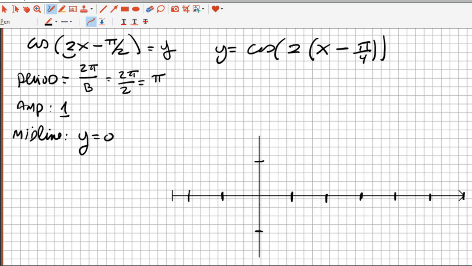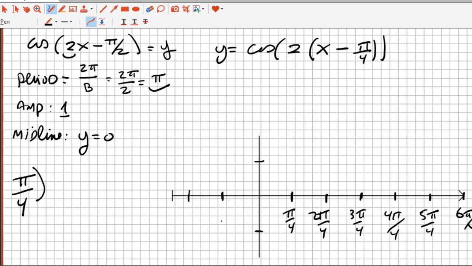Next, I'm going to start marking my axis. But to do that, I'm going to take this period and divide it into 4 parts. In this case, it's nice, it's just pi over 4, which you recognize. So now I'm going to mark my axes using these, a fourth of a period. So 1/4 happens to be pi over 4, another fourth happens to be 2 pi over 4, 3 pi over 4, 4 pi over 4, 5 pi over 4, 6 pi over 4, and if I go to the other side, negative pi over 4, negative 2 pi over 4. Okay, that's all I'm going to mark.